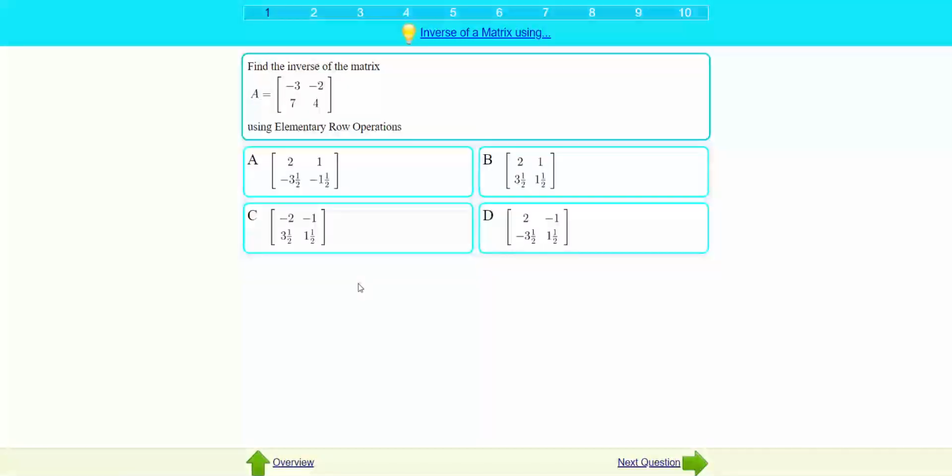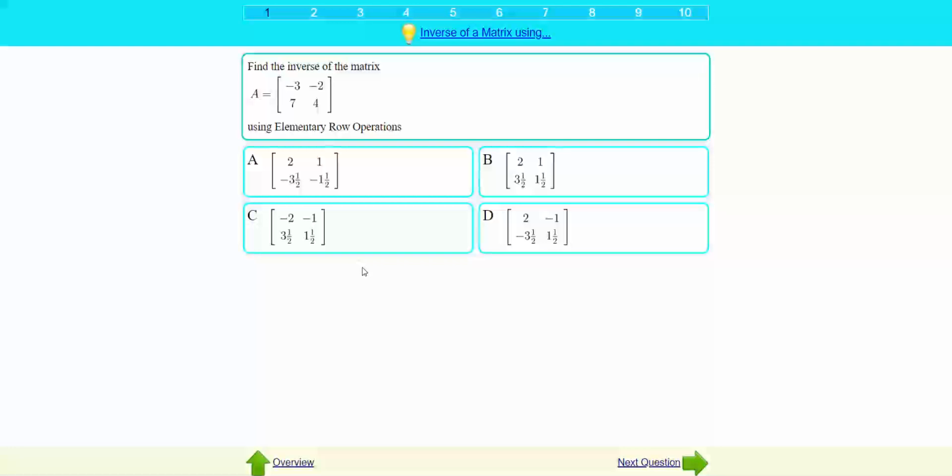Anyway, we're supposed to do the exercises today, so let's get on with it. Find the inverse of the matrix using the elementary row operations. First of all, we line the identity matrix next to it. So we have -3, -2, and then we have 7 and 4. By lining up the identity matrix, we have 1, 0, 0, 1.